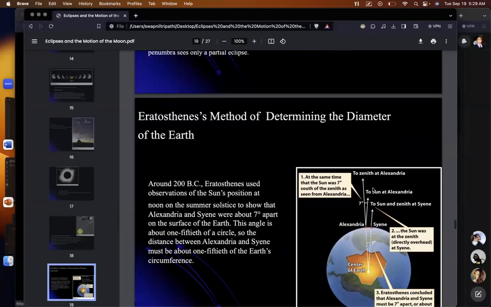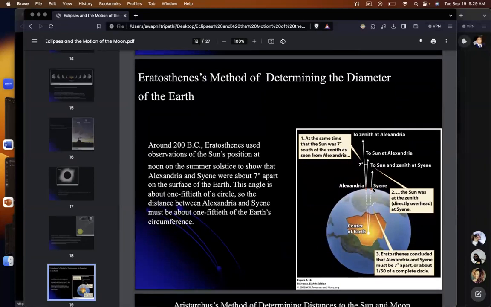Okay, towards the end, I want to talk about the methods that the ancient Greek mathematicians used to determine the size of the Earth, sun, and the moon. So first, I want to talk about Eratosthenes. Eratosthenes used the shadow created by the sun to figure out the size of the Earth.